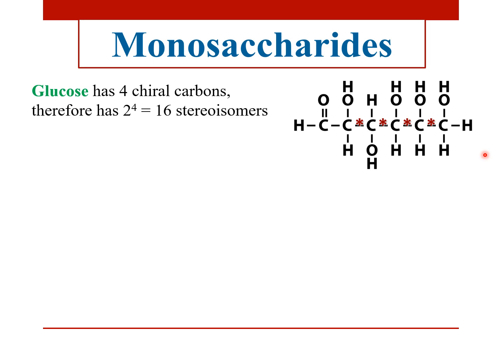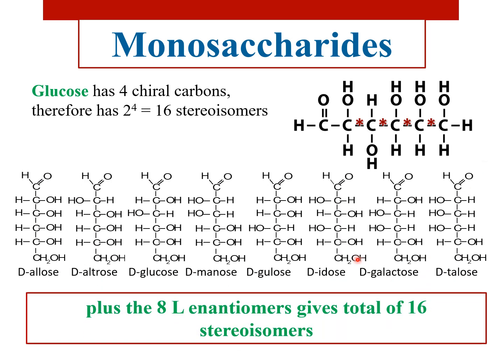So shown here are 8, but don't forget, when you flip the OH to the other side by putting a mirror, that will be L-allose. And then similarly, L-altrose when you put a mirror. So apart from showing 8 types of D-glucose, there are also 8 types of L-glucose isomers.